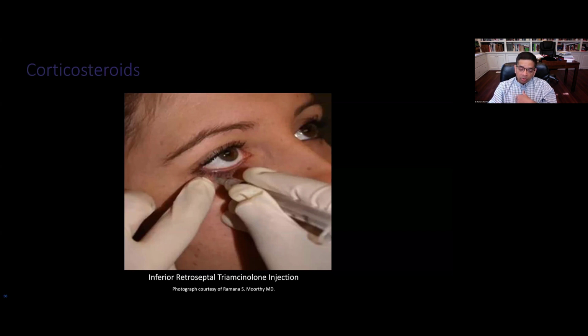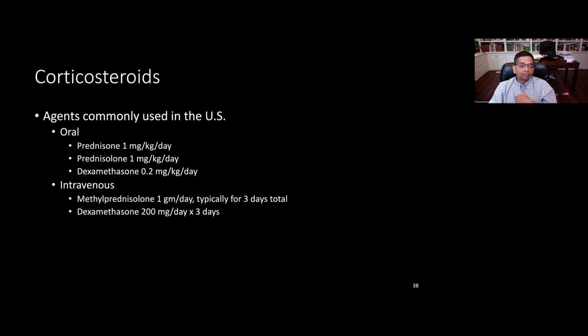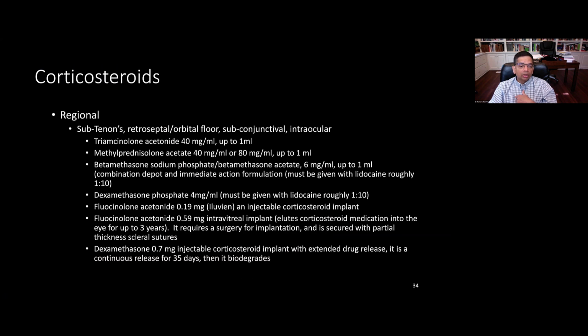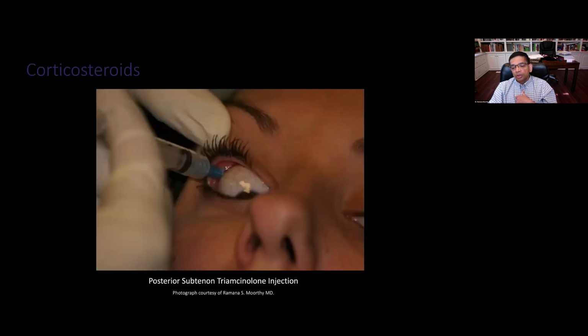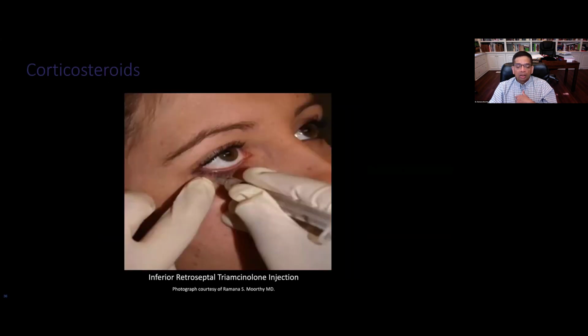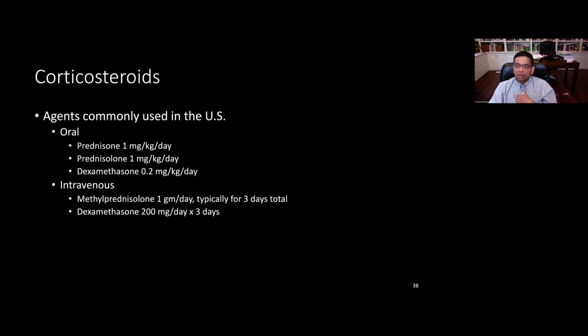There are complications with both of these techniques. You can see ptosis develop with the posterior subtenon technique. With the retroseptal technique, you can see orbital festoons develop, and subcutaneous orbital fat prolapse.